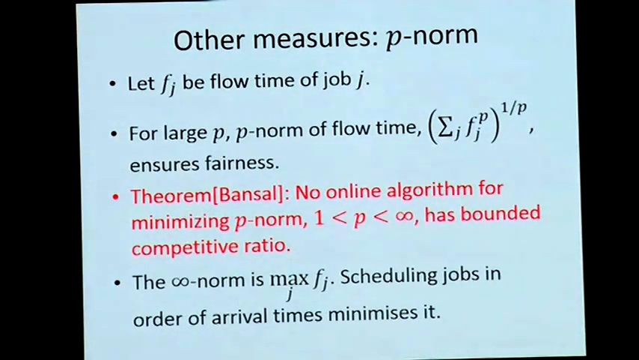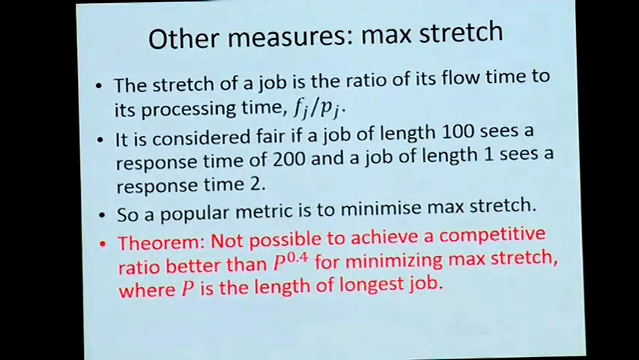P between 1 and infinity, strictly more than 1, because p equals 1 we can do. P equals infinity also we can do. And those of you who are getting bored can look at the last line and figure out what the algorithm is. So P equals infinity also one can do. But any finite P, not possible.